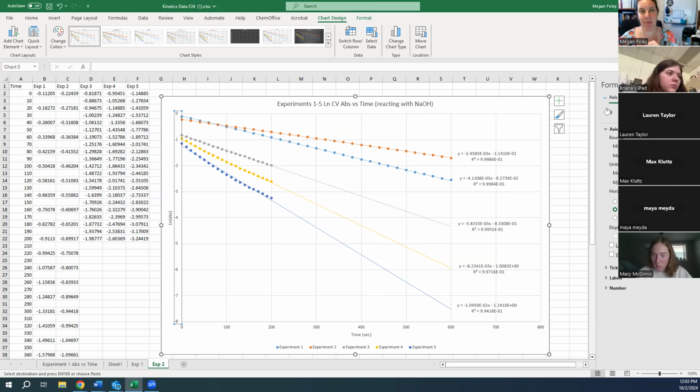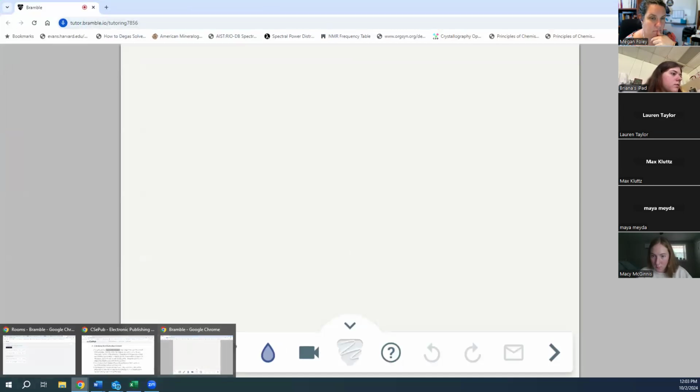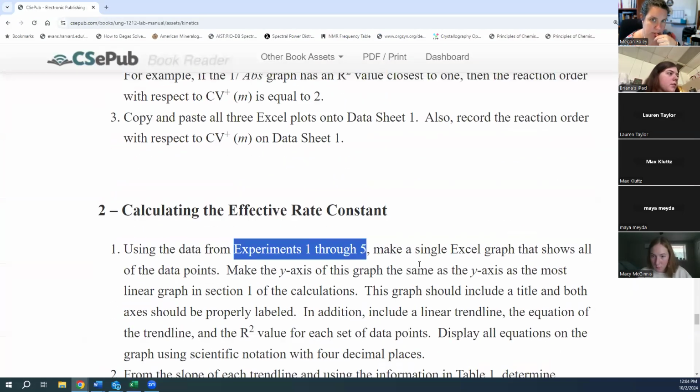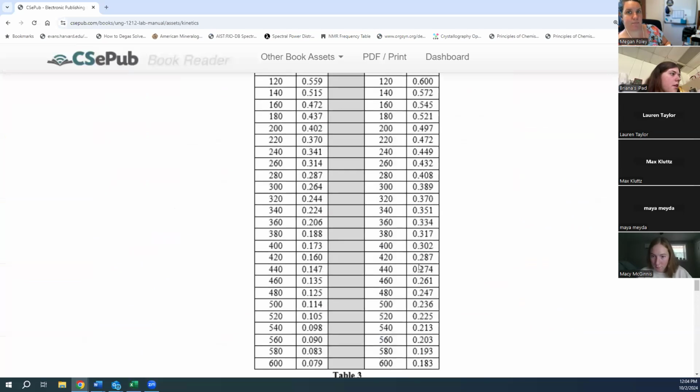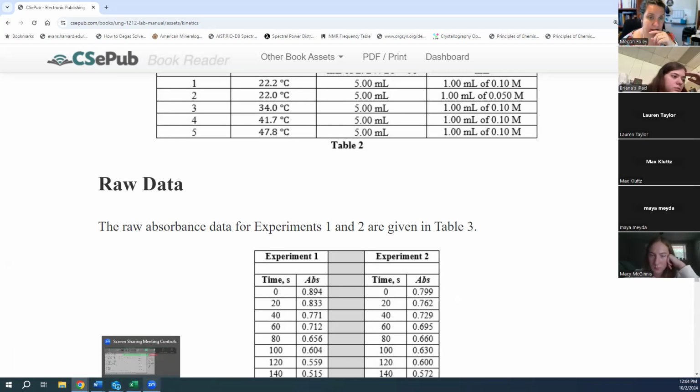Does anybody need any more time before we move on to the next part? I do. I'm just putting my titles in though. What was the vertical axis on that one, and how would you write the units? It's going to be the same units for the axes. So natural log of absorption versus time in seconds. Thank you.